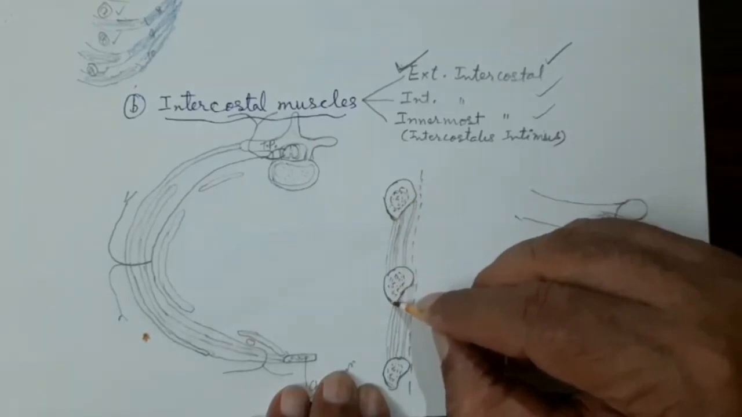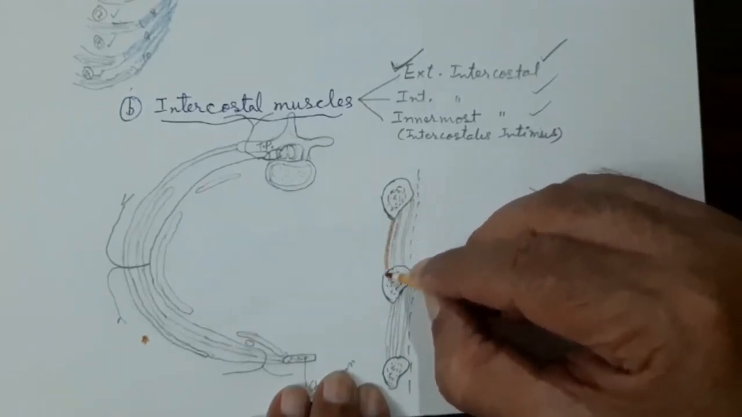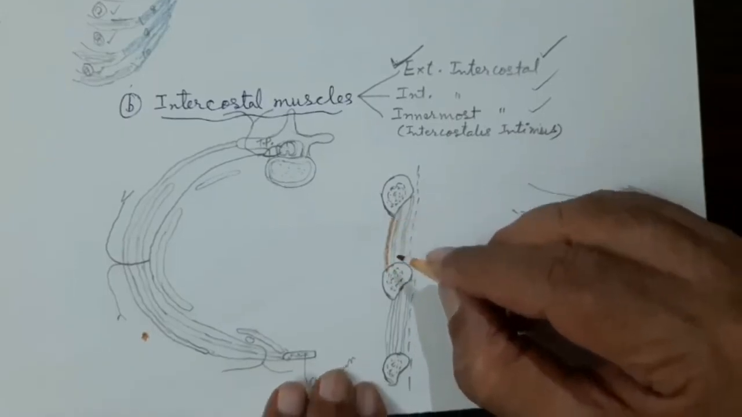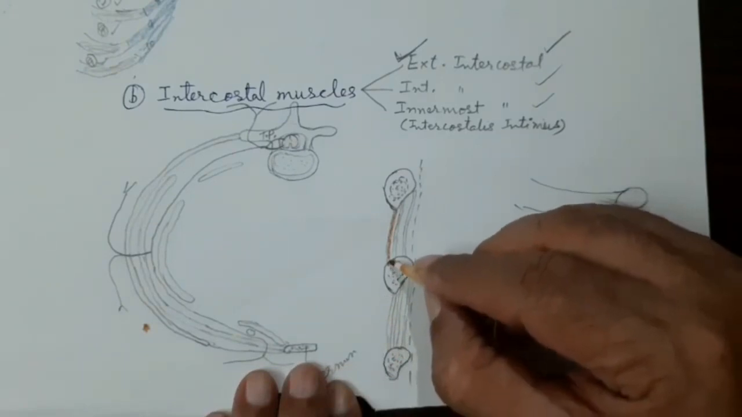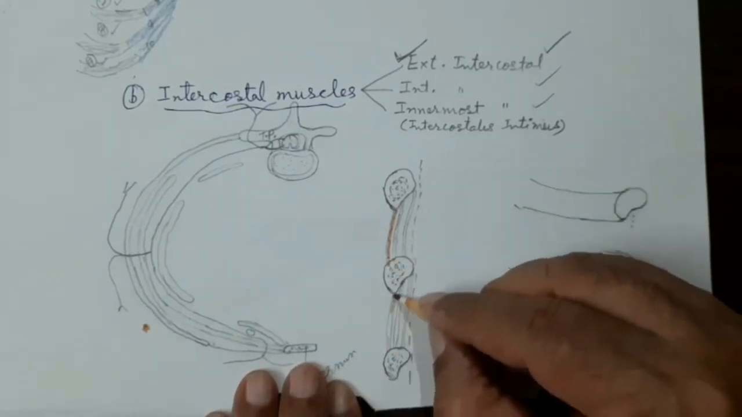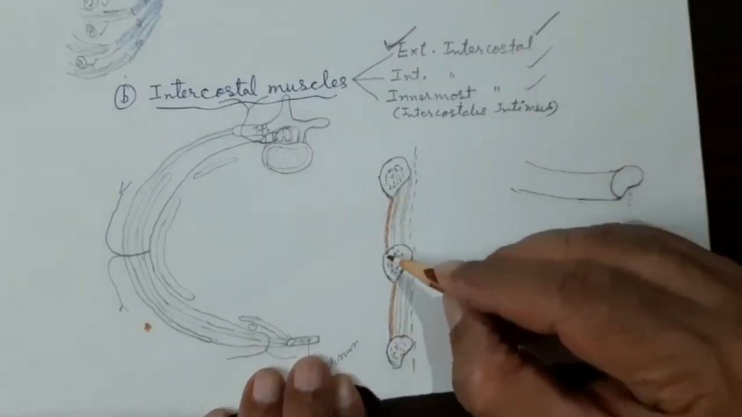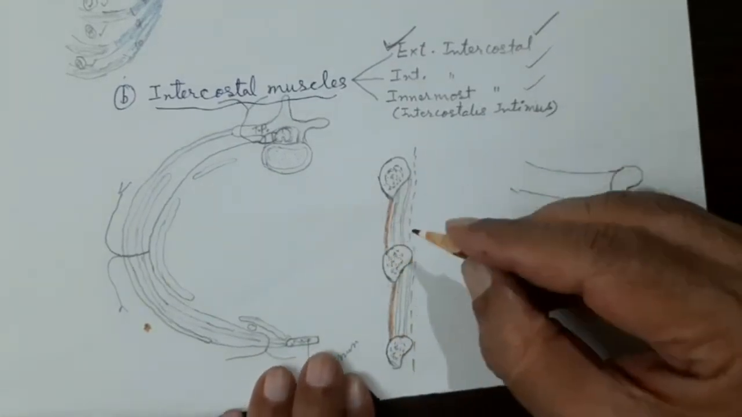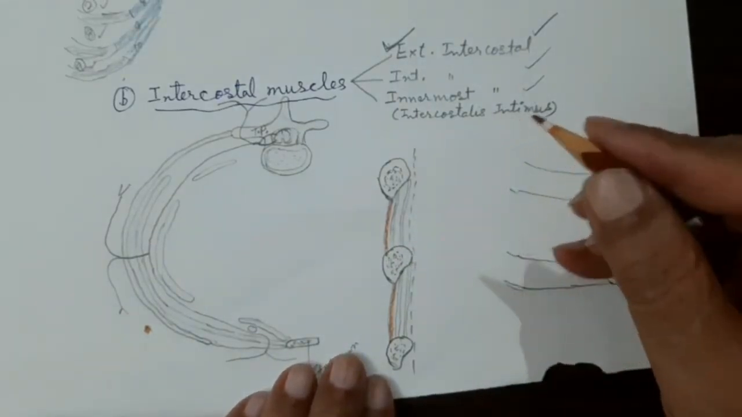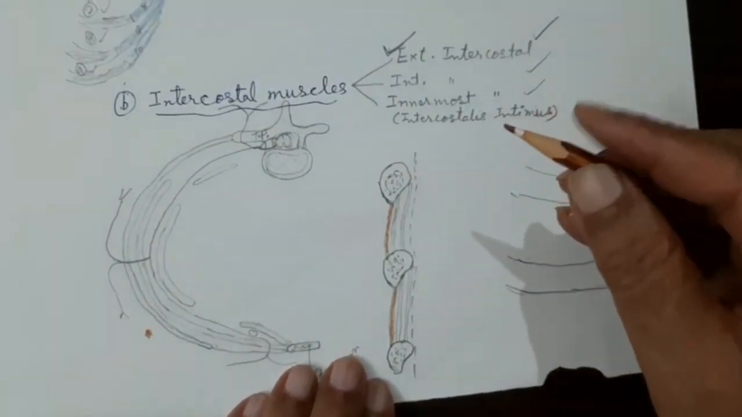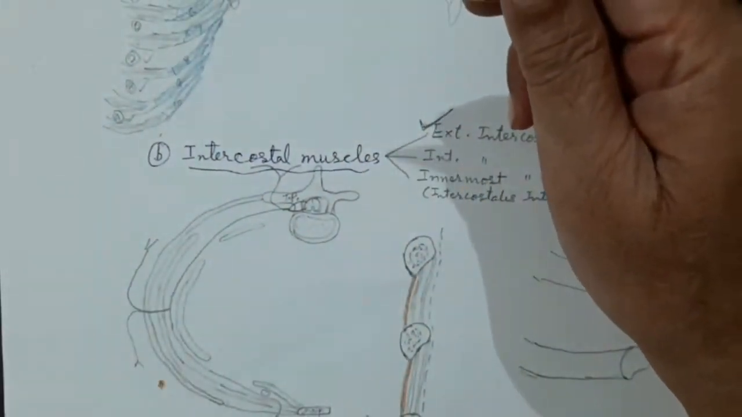Okay, this is the lower border of this rib. So this muscle arises from the lower border of the upper rib and is inserted into the upper border of the lower rib. In the second space I can also draw like this, from the lower border to the upper border of the lower rib.